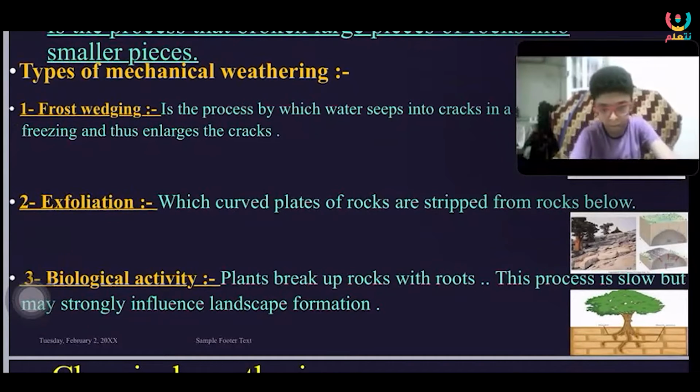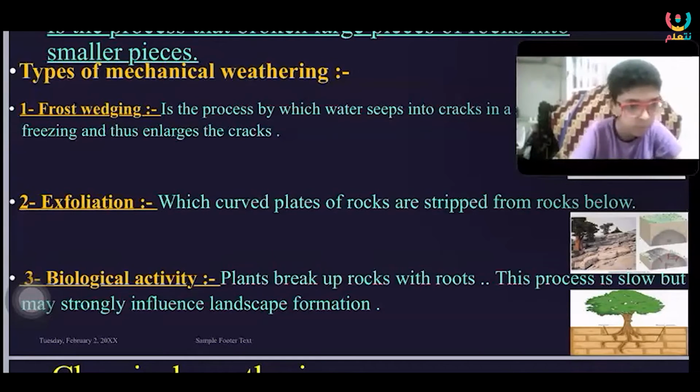The third one is called biological activity. So I have trees, and the trees have roots. The roots of the tree go inside the rocks and break the large rock into smaller pieces. The plants break up rocks with roots. This process is slow but strongly changes the landscape. When the roots go into the rocks, they damage the rocks and break them into smaller pieces.